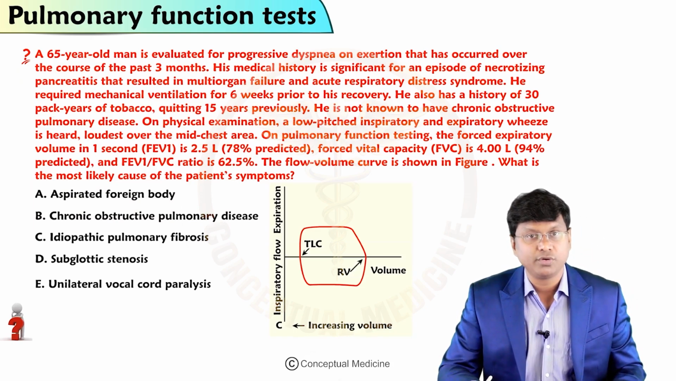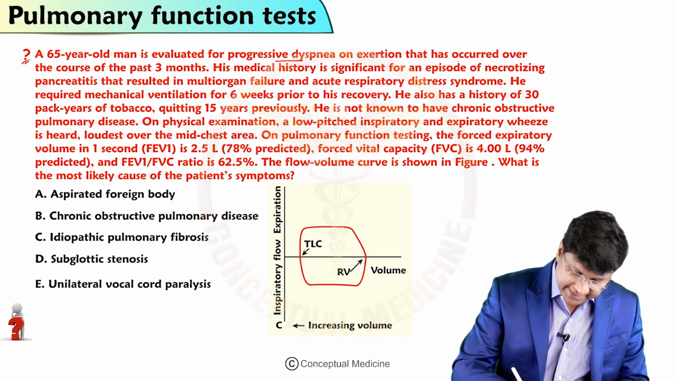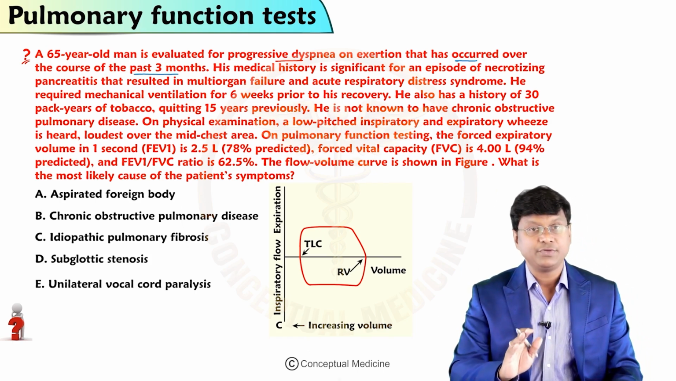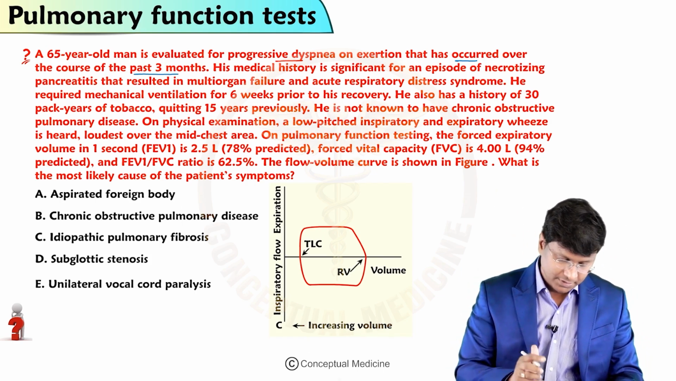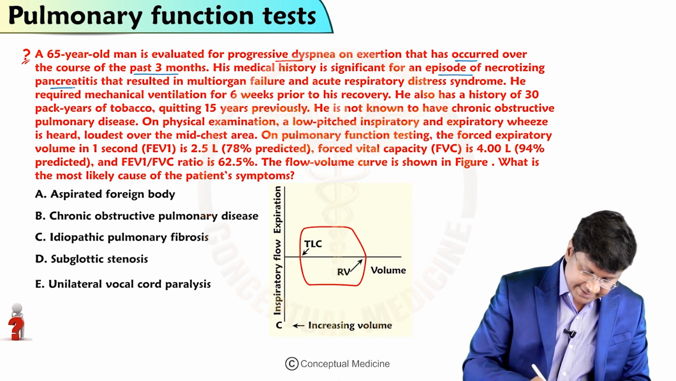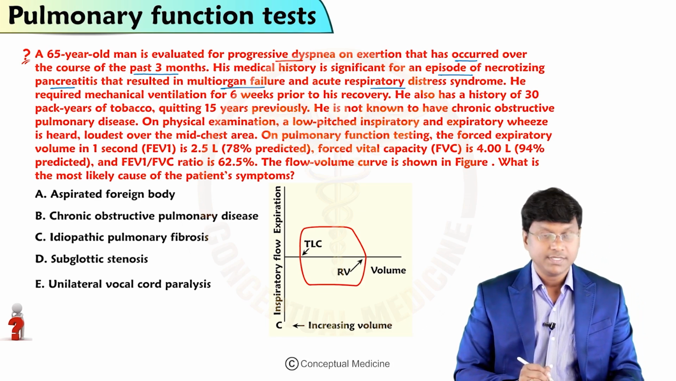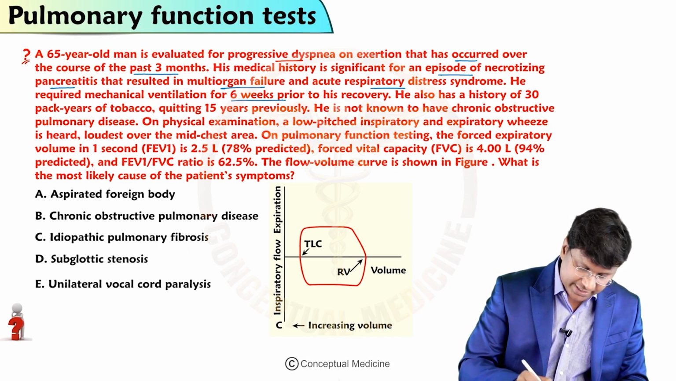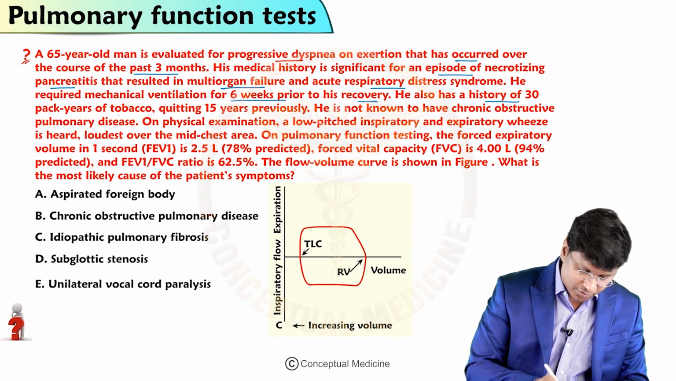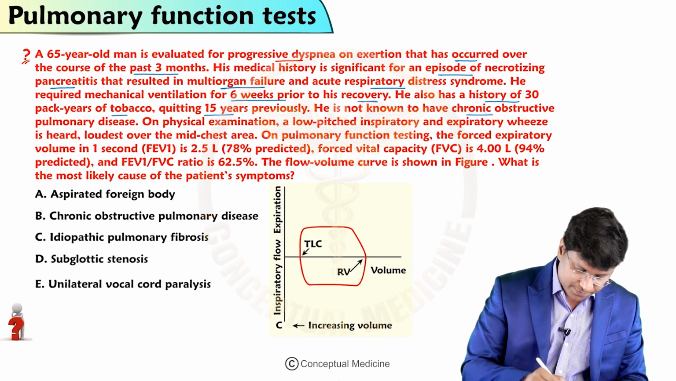A 65-year-old man is evaluated for progressive dyspnea on exertion that has occurred over the course of the past 3 months. His medical history is significant for an episode of necrotizing pancreatitis that resulted in multi-organ failure and acute respiratory distress syndrome. He required mechanical ventilation for 6 weeks prior to his recovery. He also has a history of 30 pack-years of tobacco, quitting 15 years previously. He is not known to have chronic obstructive pulmonary disease.